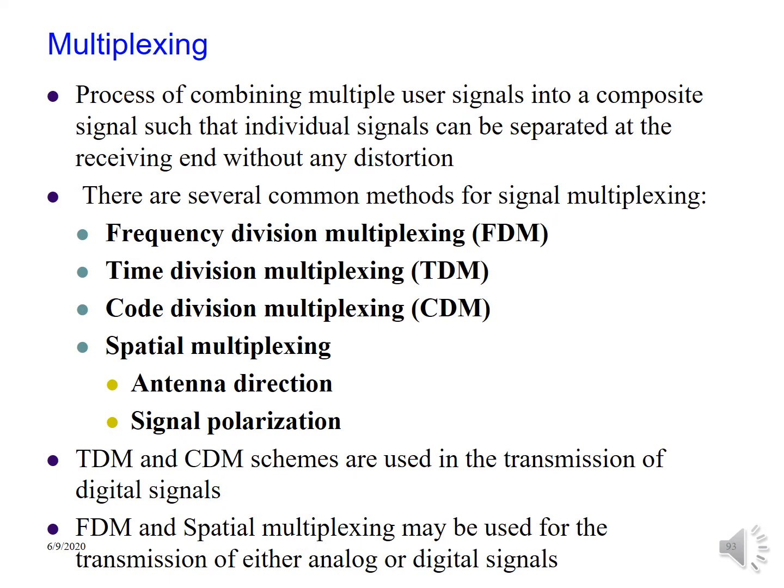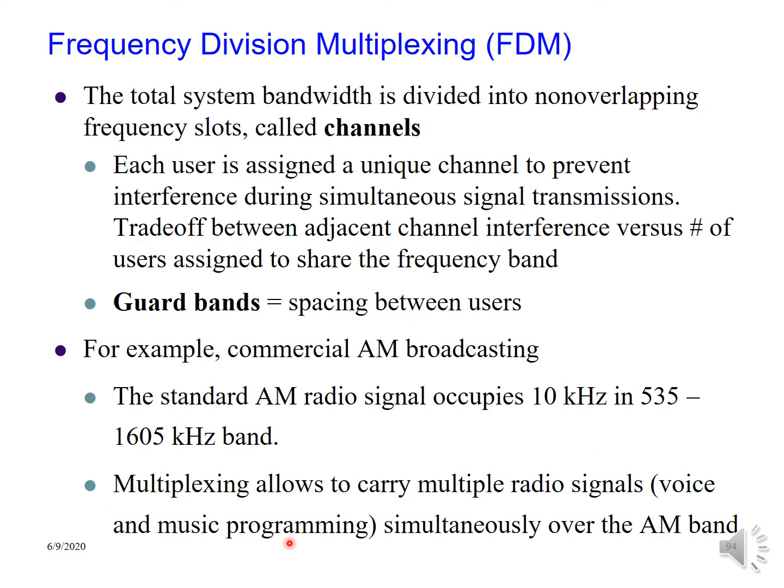Usually in digital signals we use TDM and CDM, but in analog we use FDM and spatial multiplexing. Alright, so in frequency division multiplexing, we divide slots, which are channels. So each channel is unique, so that it will not interfere. Between the frequencies, we have these guard bands. A very small frequency range is allocated to make sure there is space between them and they will not interfere with each other.